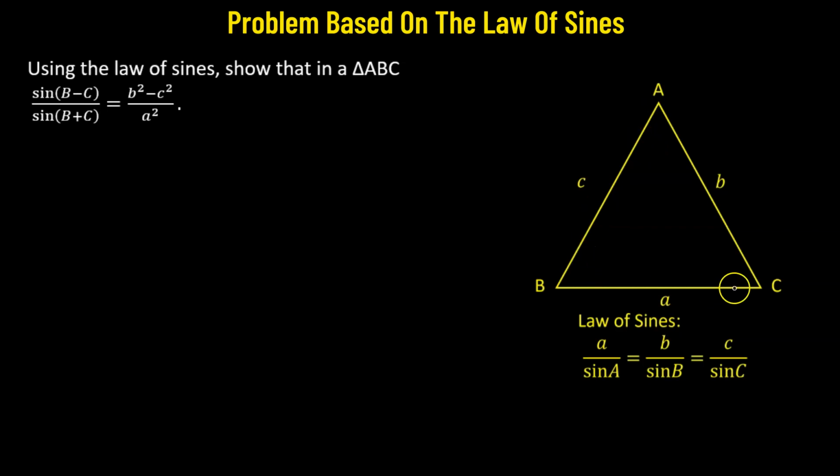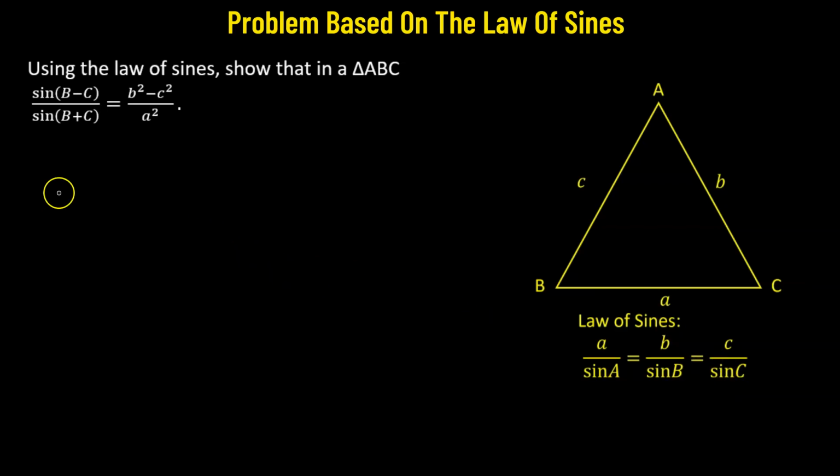So we have a triangle ABC. Here the lowercase letters a, b and c represent the sides opposite to angles A, B and C. Then the law of sines states that the ratio of side a to the sine of the angle opposite to it equals the ratio of b to the sine of the angle opposite to it, and it's also equal to the ratio of the side c to the sine of the angle opposite to it. So this is the law of sines.